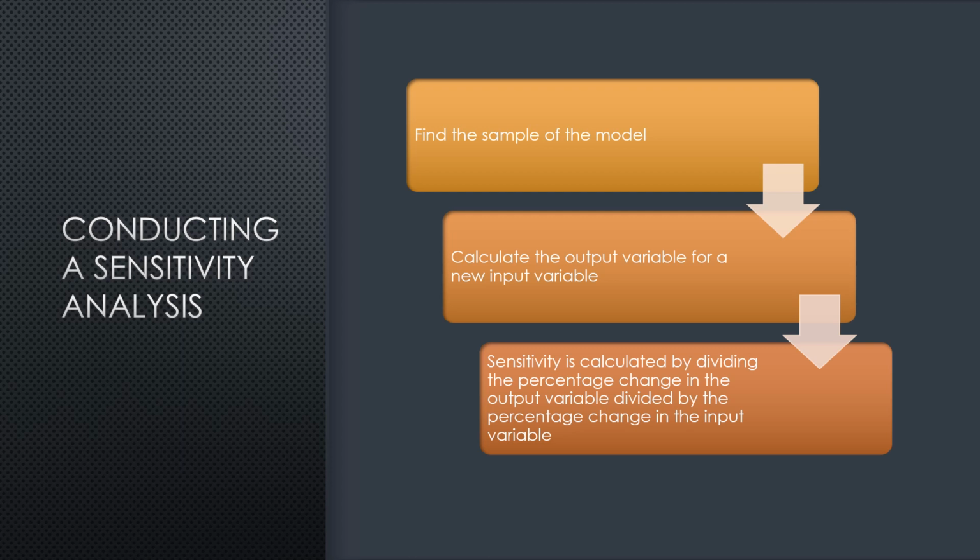So as you can see here, the steps in conducting a sensitivity analysis are: you're going to find the base case of the model. You're going to calculate the output variable for a new input variable, and then you're going to calculate the sensitivity by dividing the percentage change in the output variable by the percentage change in the input variable.